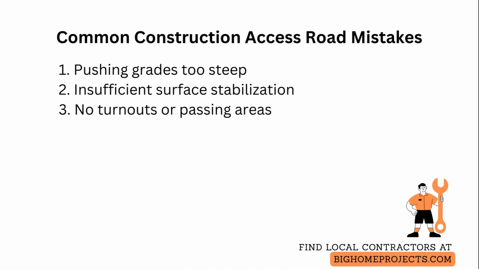Another frequent issue is insufficient surface stabilization that causes deep ruts and washouts. Prevent that by installing geotextile underlayment, placing 3 to 6 inches of compacted crushed stone depending on soil strength and traffic frequency, and inspecting after storms.